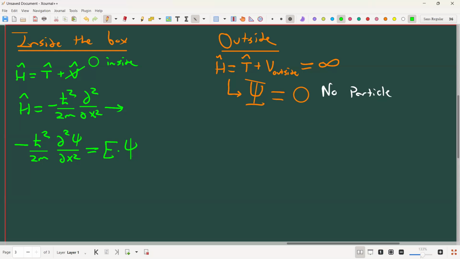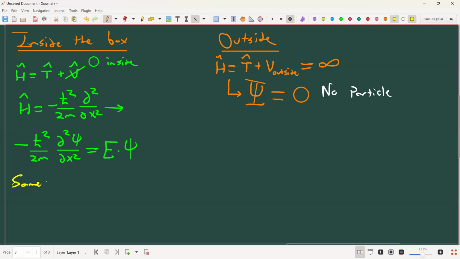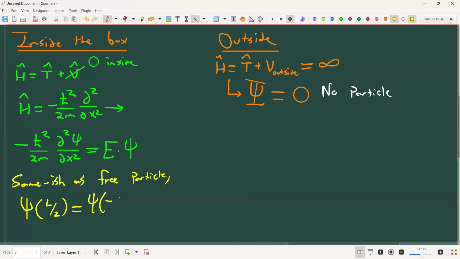You would say, okay, let's write e to the ikx. The solution in the free particle case is e to the ikx, but we have not considered the fact that we are inside a box. We have limits, we have constraints. The big difference is that this is otherwise the same-ish as the free particle. But remember, we need psi of L over 2 and psi of minus L over 2 to be equal to 0, and 0 everywhere else, everywhere outside.